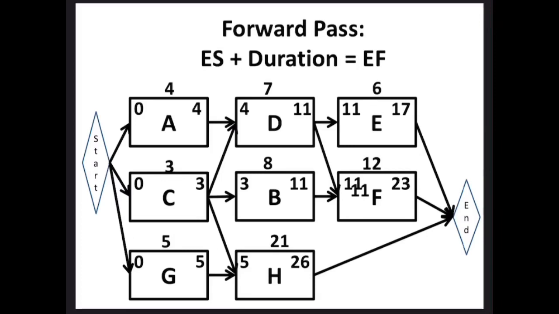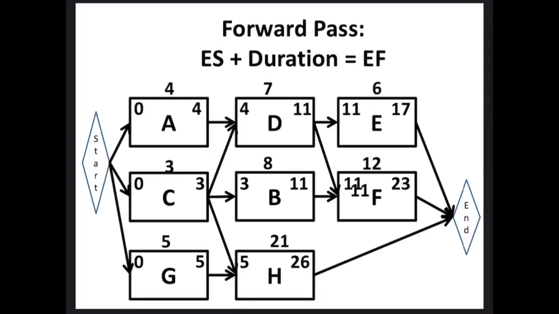5 plus 21, so 5 as its early start, plus 21 as its duration, equals its early finish of 26. Excellent. Let's move to the next activity. Activity E as in echo.